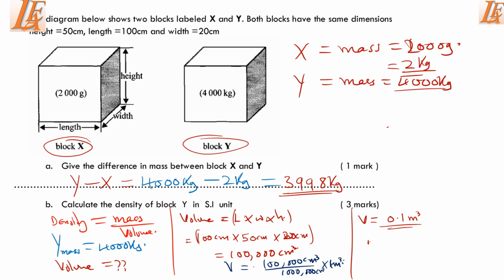Then now our density, which you can write as rho, is equal to mass, which is 4000 kilogram, divided by 0.1 cubic meter. Then now our density is going to be 40,000 kilogram per cubic meter. So that is the correct answer of the density of block Y in SI unit.